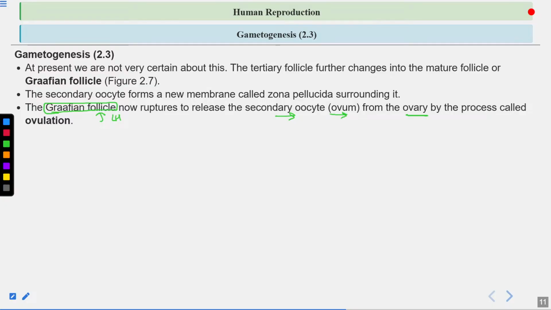Okay, and one primary oocyte develops from one oogonium, and the three oogonia degenerate. So in oogenesis, what happens? Initially, one primary oocyte is formed from one oogonium, and the three oogonia degenerate. Okay, so starting from a group of 4 oogonia, only one will develop into a primary oocyte, and the others die off, and then one secondary oocyte is released per menstrual cycle.